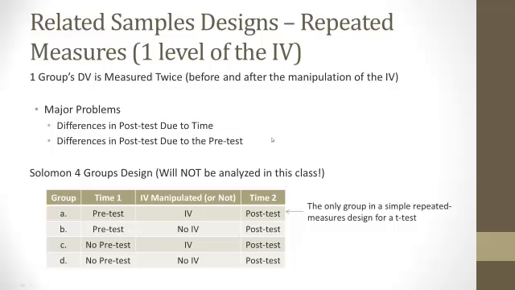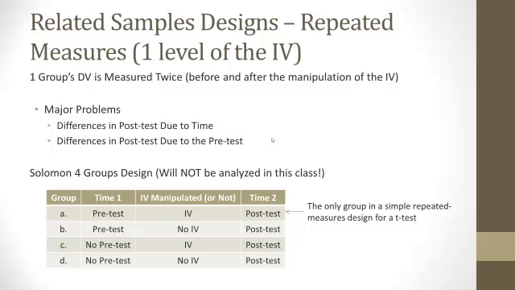Now, there are some major problems with this. One is that differences in the post-test may be due to time. So if a great deal of time elapses between both measurements, it could be just the things that happened in between the two measurements that resulted in a difference in the post-test. So, going back to the third grader's example, maybe their brains developed more, so they're better readers after third grade than they were before third grade, regardless of third grade.